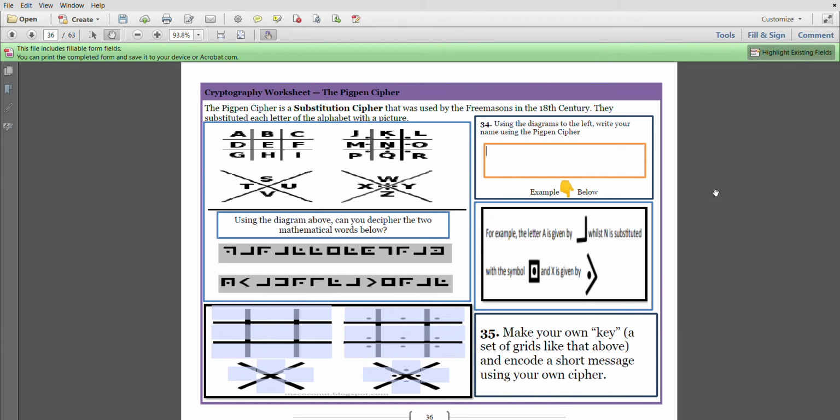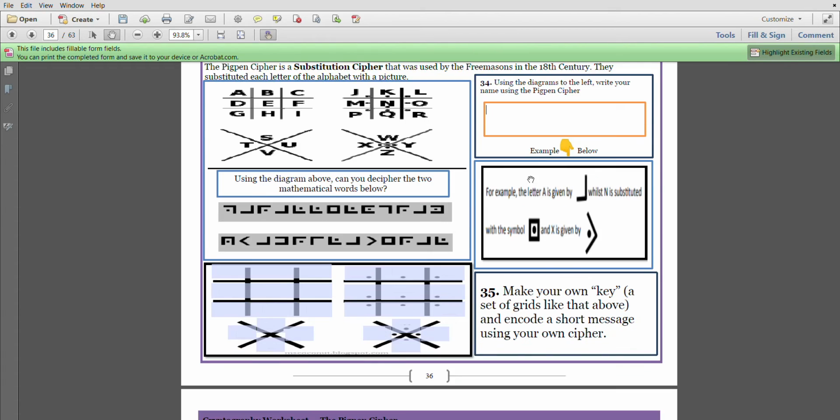So let's see if we can do it together here. We're looking for K, right? We're looking for E, we're looking for A, we're looking for R, N, and S. That's my name using the pig pen cipher right there. It corresponds perfectly. All right.